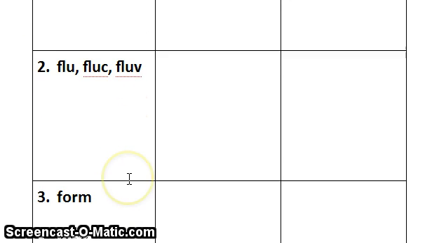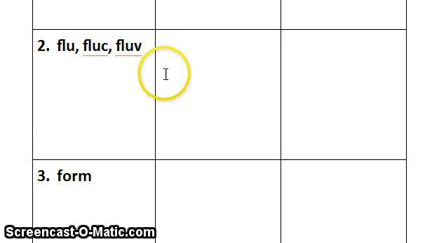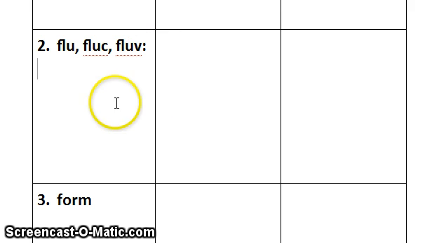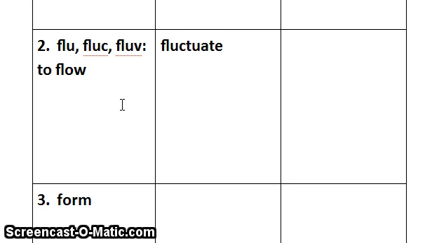Okay, moving on, we're going to go down to a fun root, at least a fun root to say. This one is called flu, fluke, fluve. And flu, fluke, fluve means to flow. Some words that are very common with flu, fluke, fluve are fluctuate. I might talk about something fluctuating like the rainfall level, or in this case, at this time of year, the snowfall level. It fluctuates from day to day, from month to month. It kind of flows up and down.